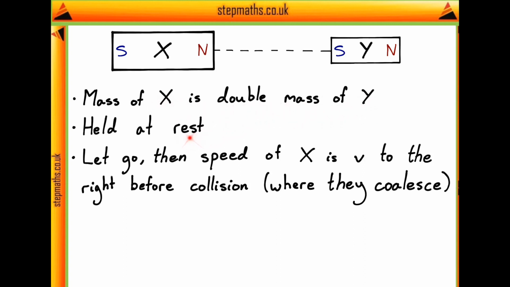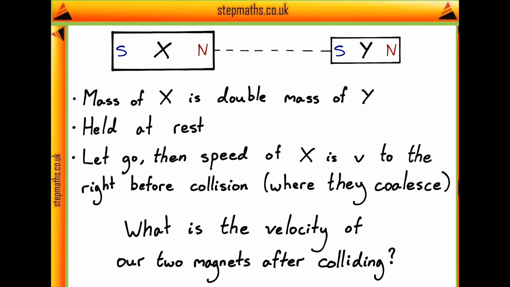We're then told that initially the magnets are held at rest, but then they're let go of, and they speed towards each other, and then the speed of X is going to be v right before the two magnets collide. We're also told that in this collision our two magnets coalesce and stick together. Then the question asks us, what is the velocity of our two magnets right after they've collided?